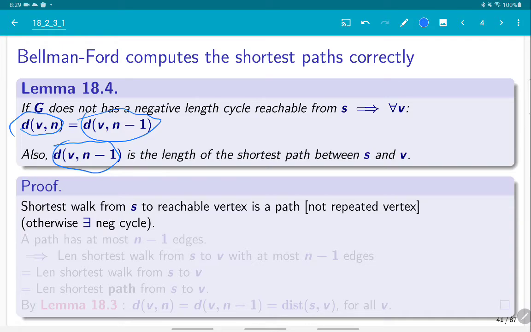We just argued that Bellman-Ford computes correctly the length of the walk d_v^(n-1), which implies that indeed d_v^(n-1) contains the length of the shortest walk from s to v. Now, this in particular implies that d_v^n and d_v^(n-1) are equal, because you're not benefiting from having a walk with n edges. The shortest one is still going to be of length at most n minus 1, so those two quantities must be equal, and that completes the proof.